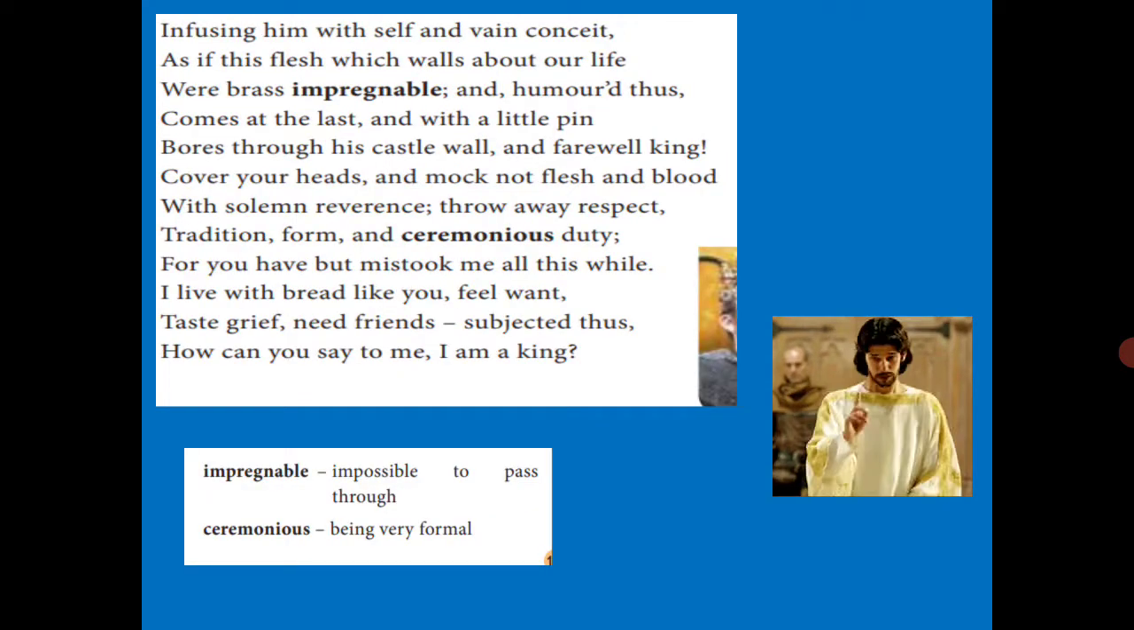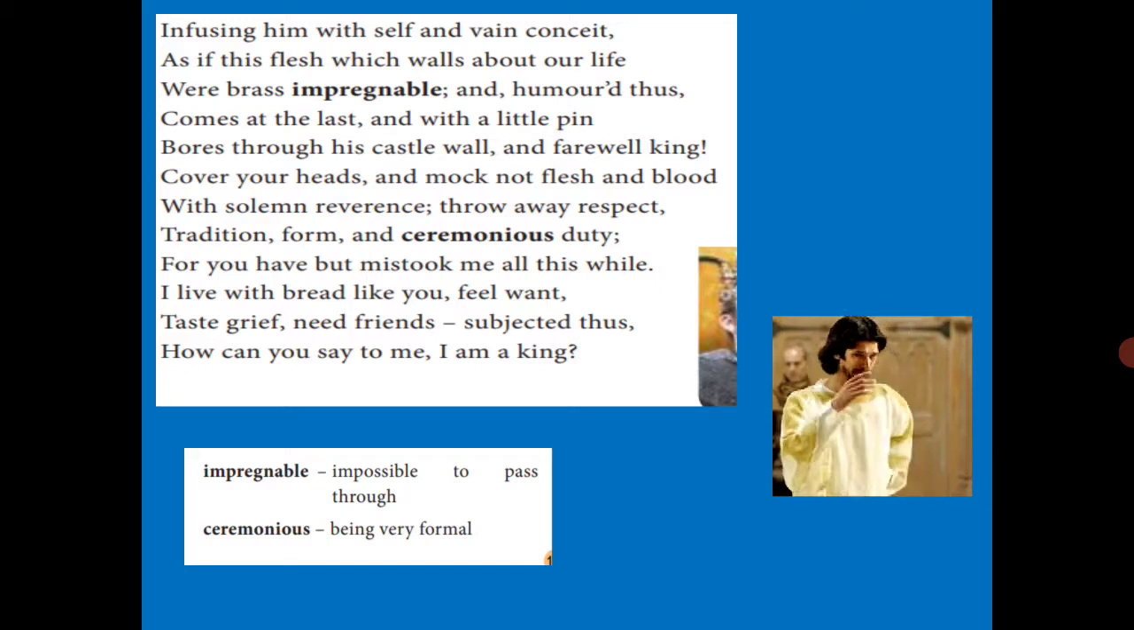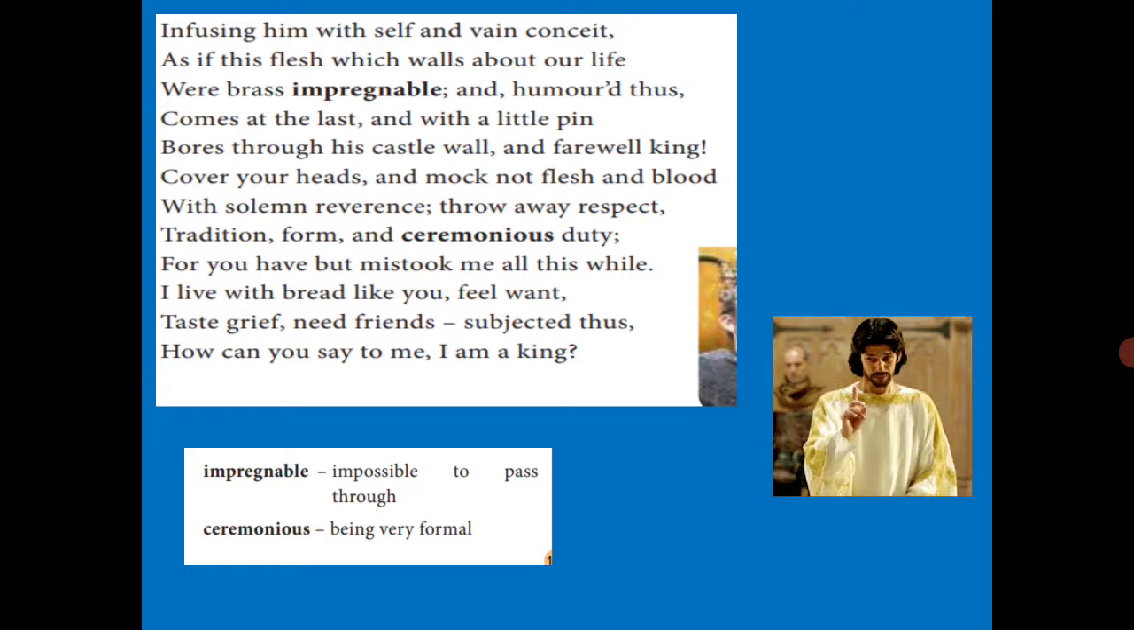Infusing him with self and vain conceit, as if this flesh which walls about our life were brass impregnable, and humored thus, comes at the last and with a little pin bores through his castle wall, and farewell king.